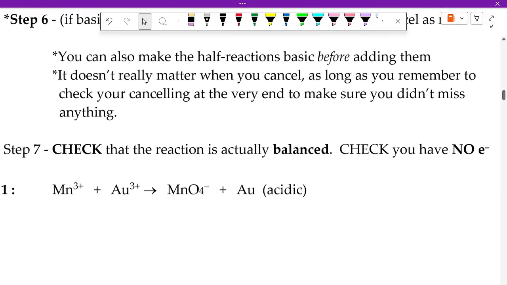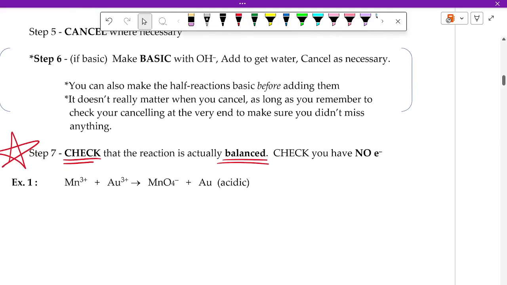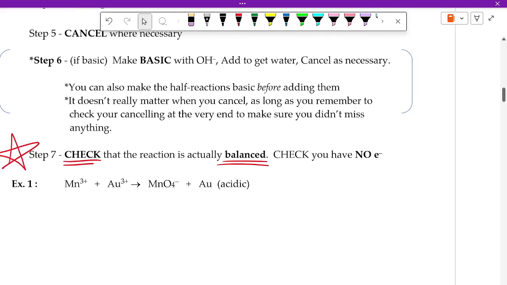Step 7. Let's put a big red star beside step 7. Check that the reaction is actually balanced. So you're going to count your atoms, you're going to count your charge. And you're also going to check that you have no electrons. Because it's easy to make stupid mistakes. You are going to watch me forget to put charges on things all the time.